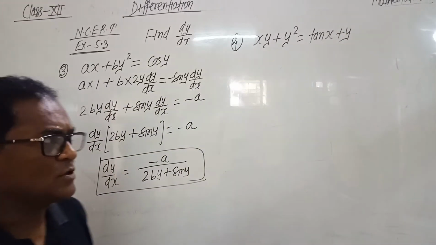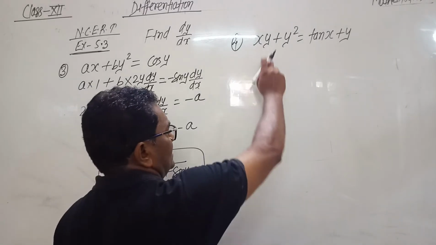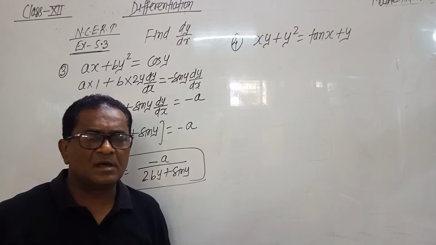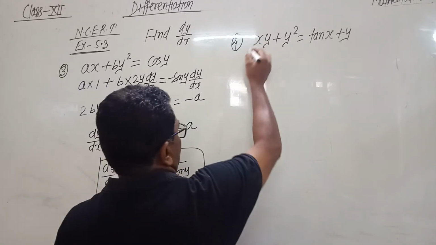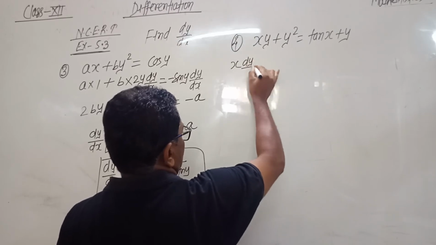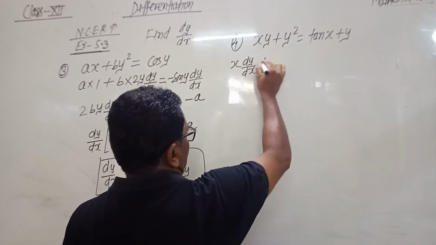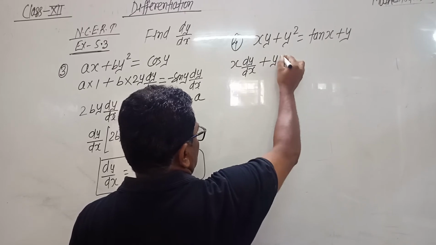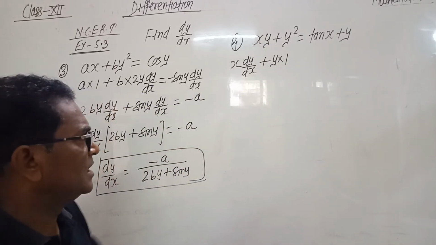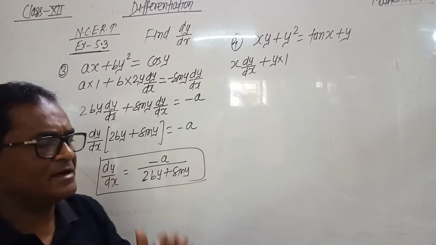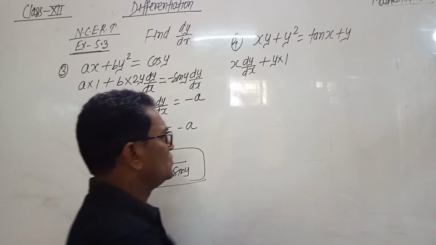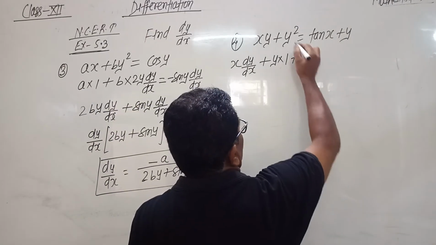So differentiate both sides. Here both are variable terms, x into y. This will be differentiated using the product rule. So x as it is, and the differentiation of y with respect to x is dy by dx, plus y as it is, and the differentiation of x with respect to x comes to be 1. So x into y, since it is a product form, will be differentiated on the form u into v, plus y square.